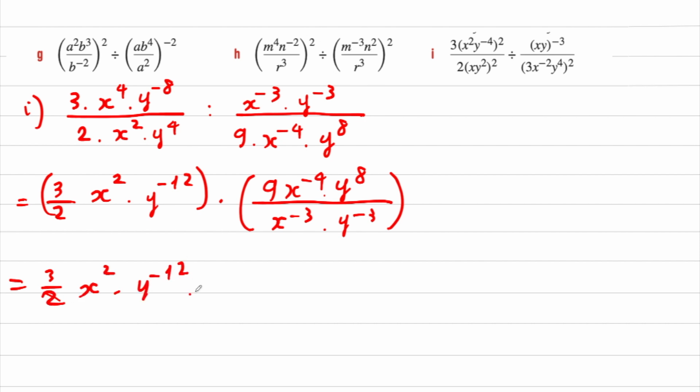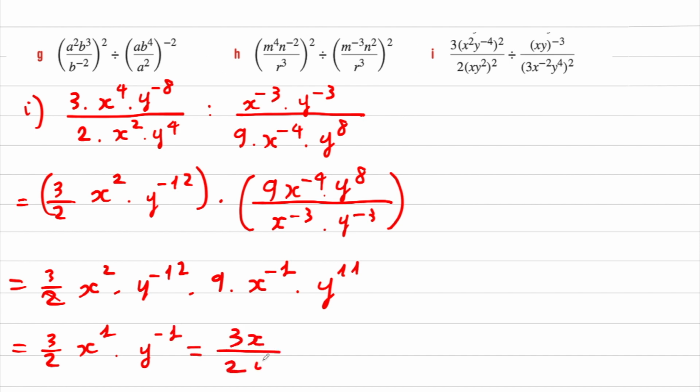Y to the power of minus 12. Here is 3. Minus 4 minus 3 is plus 3, is minus 1. And then y, 8 minus 3 is 11. After simplifying this, you only have x to the power of 1 and y to the power of minus 1. And 3x over 2y will be my final answer for this question. Oh, sorry, I forgot 9 here. Here is 27. Here is 27x. Yes, 27x over 2y.